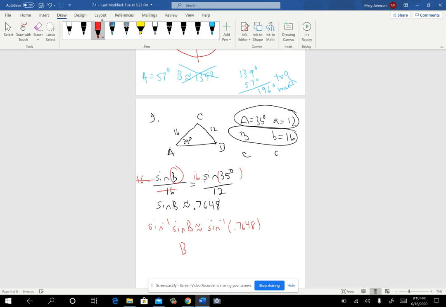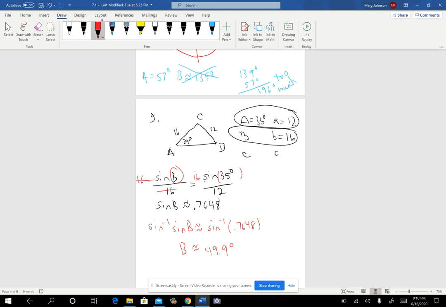Okay, so that'll give me B. I'm going to go in and do second function sine, put in the 0.76, or bring up the answer from before. And I get that B is about 49.9 degrees if I round to the nearest tenth.